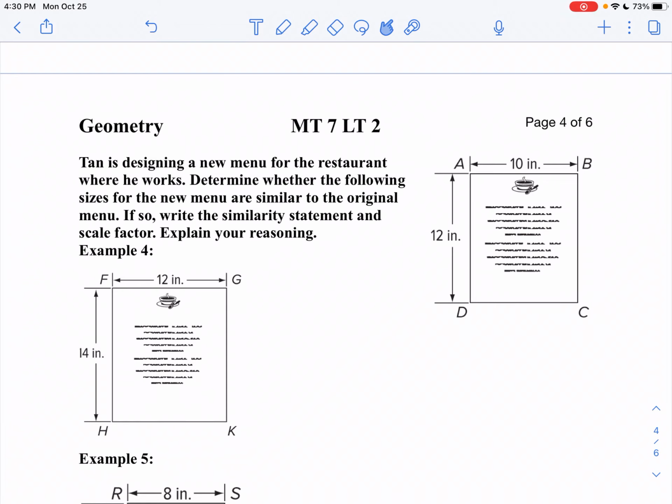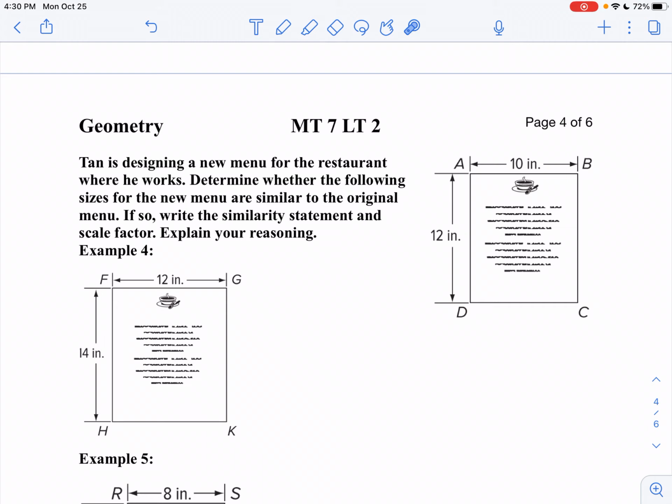In this problem, it says Tan is designing a new menu for the restaurant where he works. Determine whether the following sizes for the menus are similar to the original menu. Here's our original menu, that's 10 by 12. If so, we want to write a similarity statement and the scale factor. And we want to explain our reasoning. So we're going to start here.